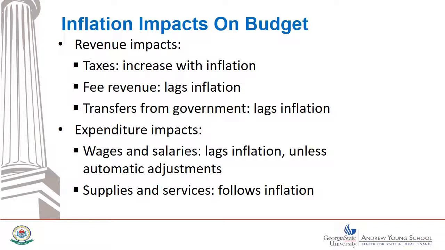In terms of expenditures, wages and salaries lag inflation unless there are automatic adjustments. Even then, the adjustments are frequently only yearly. So if the inflation expectation built into the annual budget is wrong, you have to wait until the next annual budget cycle to make adjustments.